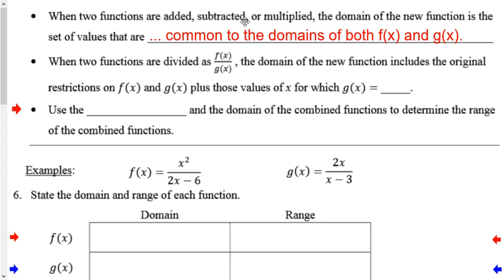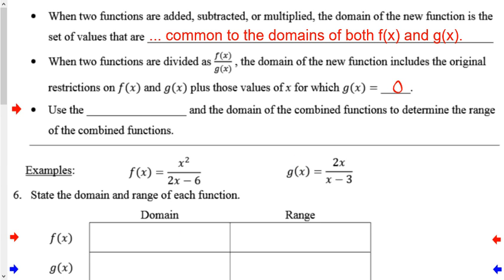In our next bullet, in fact, when two functions are divided, like f of x divided by g of x, the domain of the new function includes all the original restrictions on f and g. So same things we put in bullet 1. It has to be where these two functions overlap, but we also have to exclude values where we would get g of x, our denominator function, equal to 0. So again, we can get new restrictions as we did in the last example on the previous page.